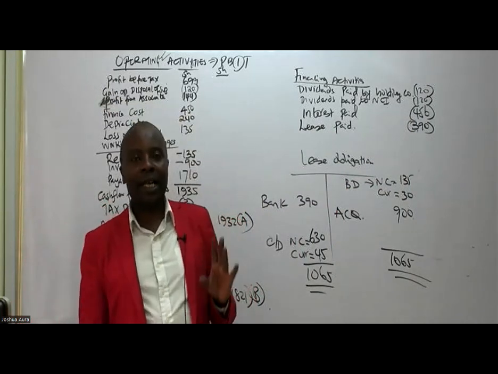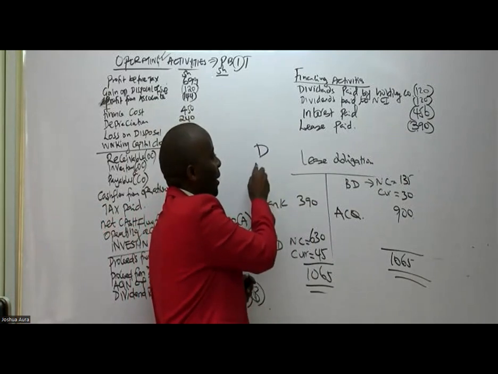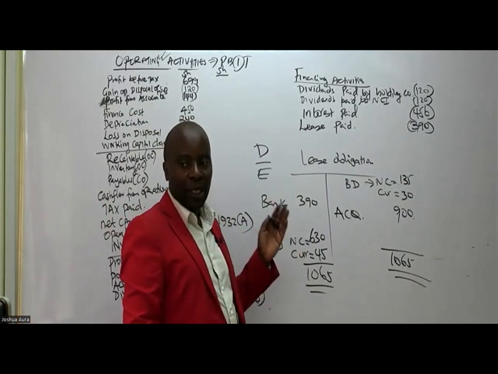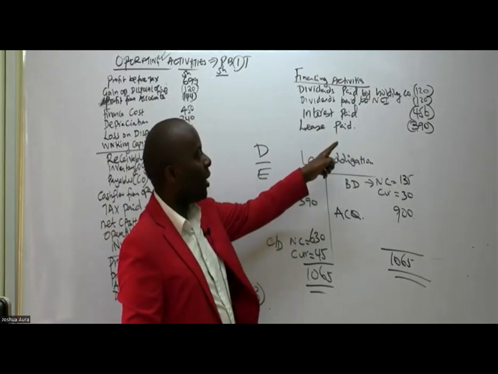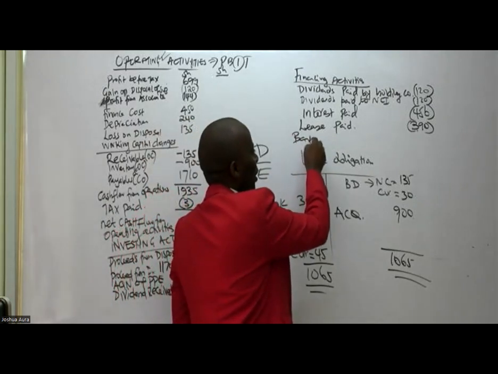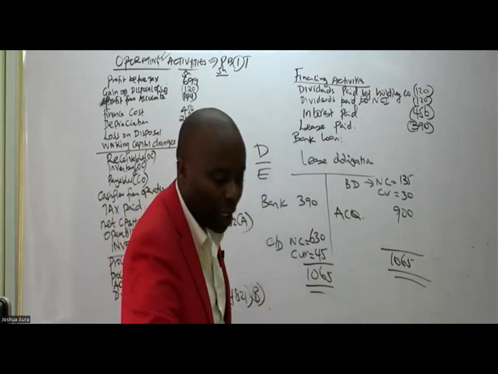Looking at financing activities, don't forget the capital structure. Like in this case here, we are looking at the debt. We are looking at what here? Equity, right? So please debt, let's track down the loan. Remember, we have a bank loan here. Let's track it down. So this bank loan, where are we? The bank loan, you can even draw a T account if you wish.